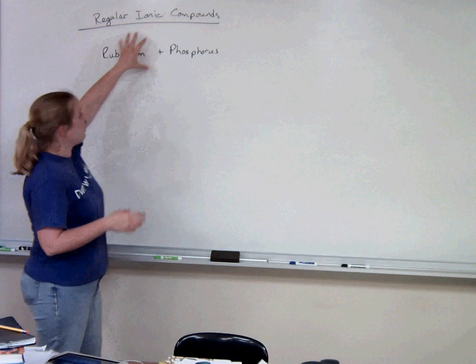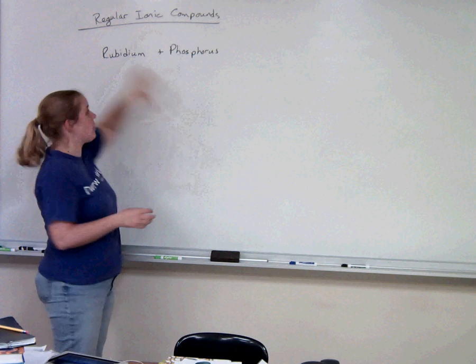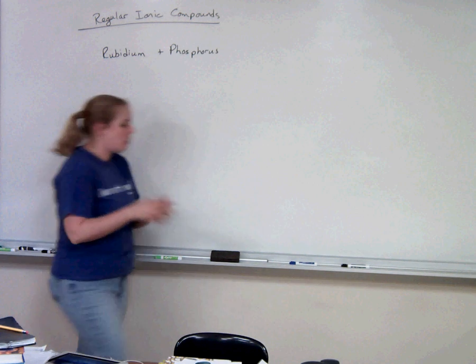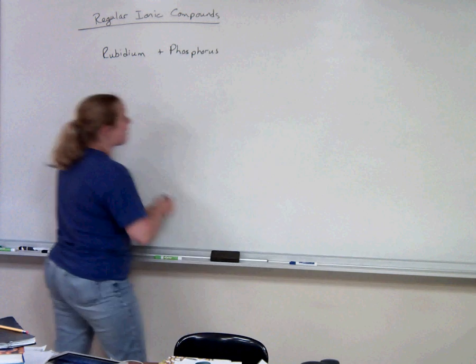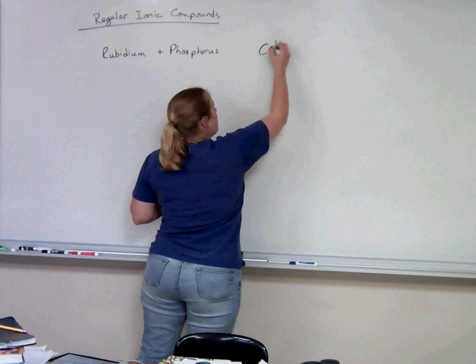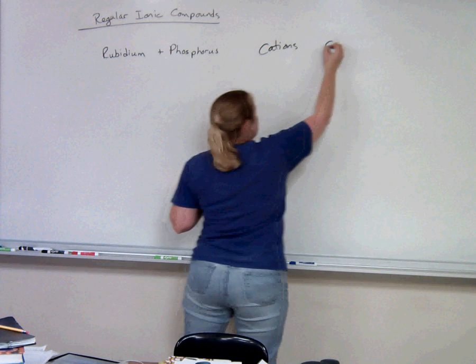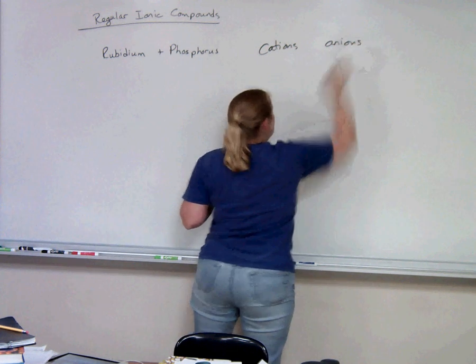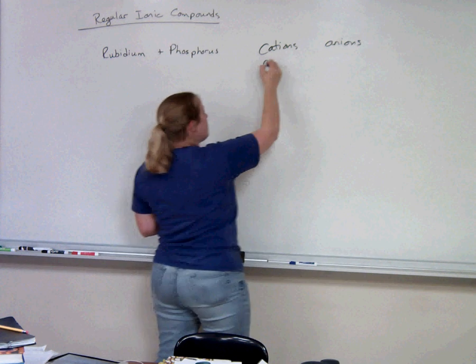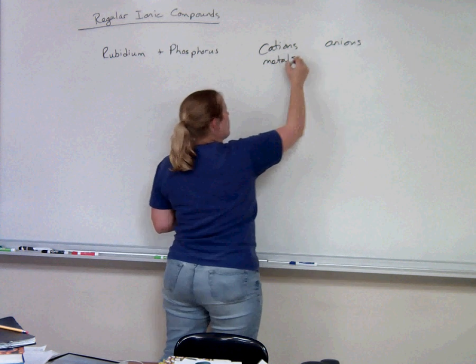So, here's the highlights of what you need to know. We are starting ionic compounds. That means we're taking two elements and putting them together. When you have an ionic compound, you have cations and anions. Cations are the metals, anions are the nonmetals.